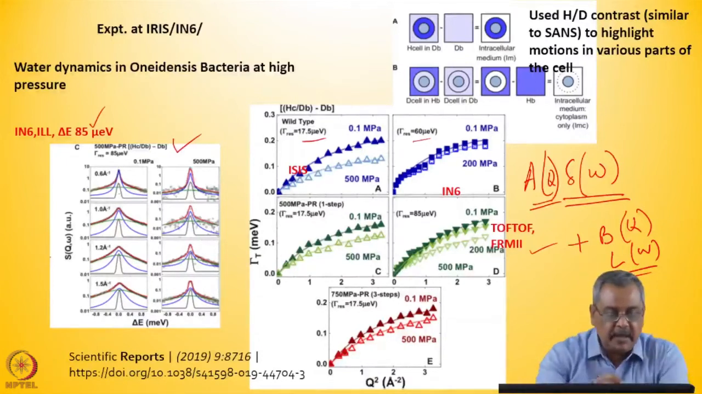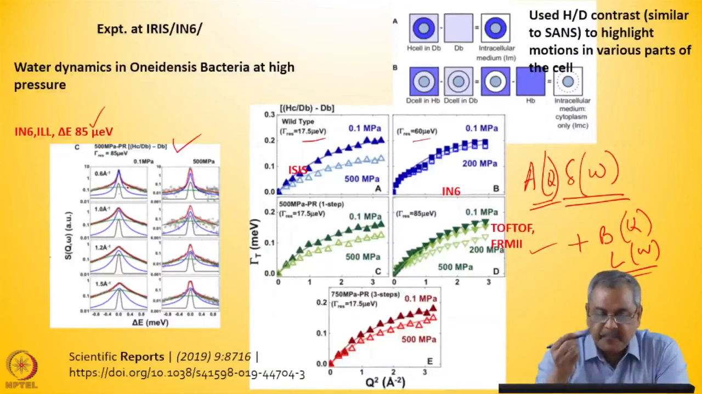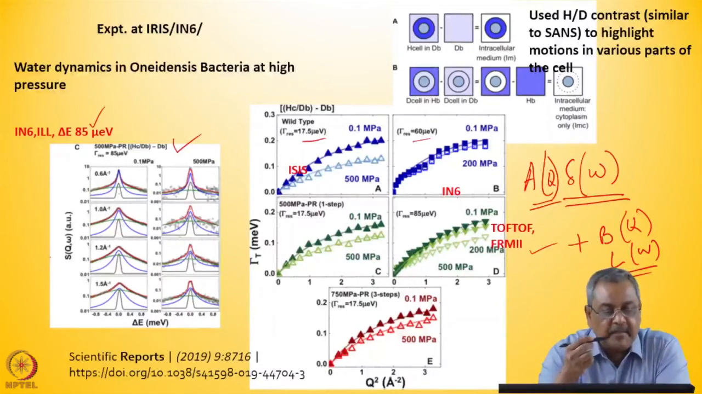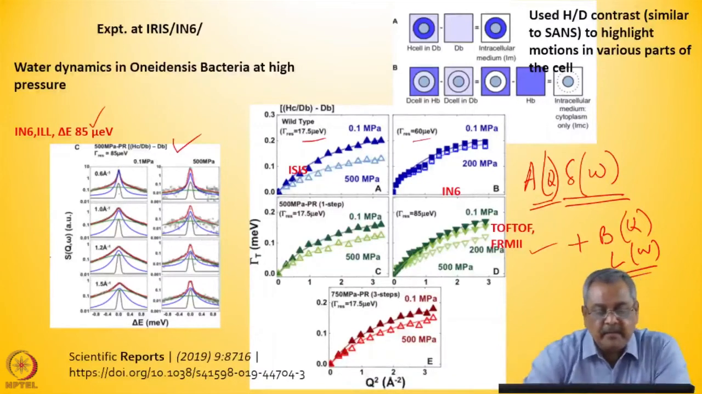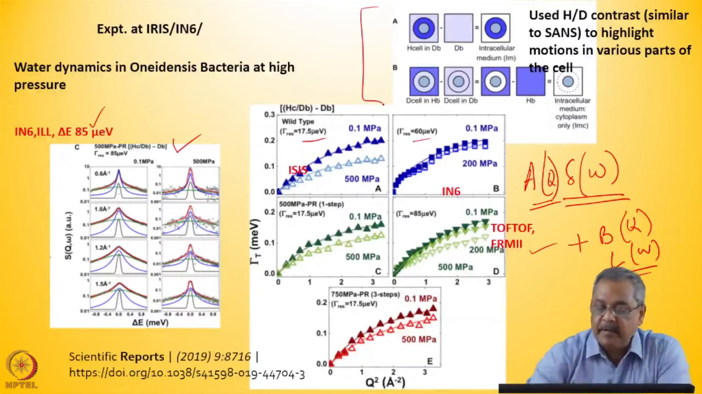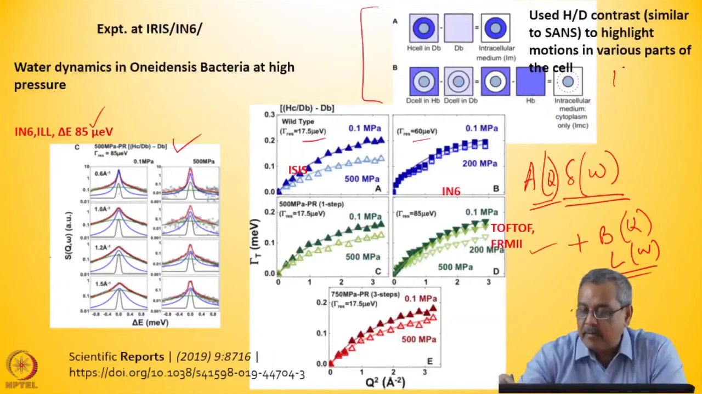So in this case, the elastic peak is shown, and also the quasi-elastic fitted peak, and then the full width at half maxima are plotted. You can see here, but the highlight of this, for one sample, which is the attempt to find out the dynamics of water in Oneidensis bacteria, is that experiments were done at three different sources with three different resolutions. In addition, the experimentalists used a hydrogen deuterium contrast.